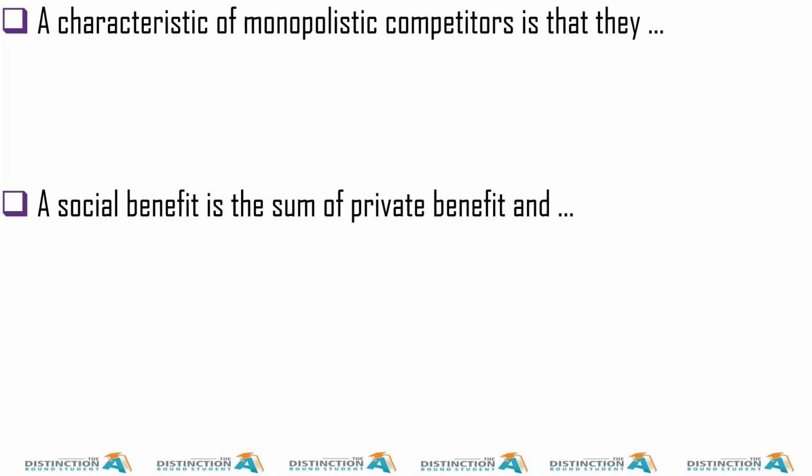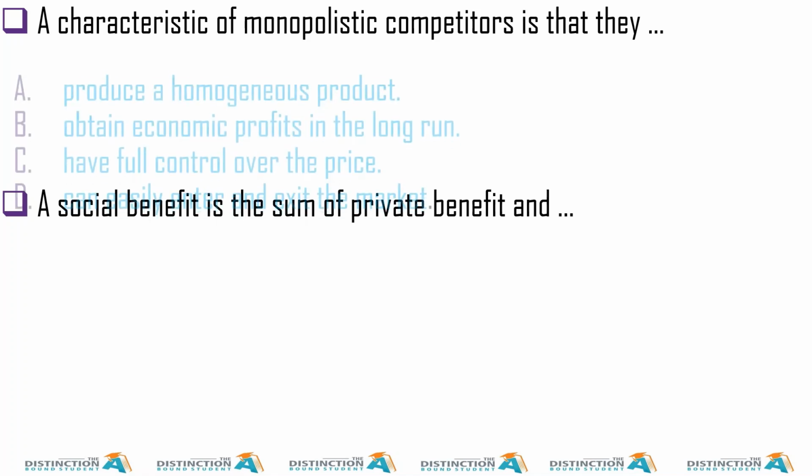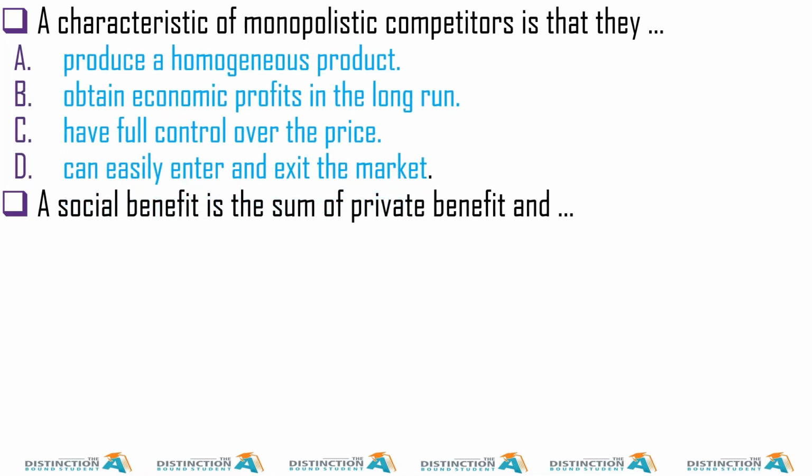So now we move on to the last paper, which is November 2019. So we are left with 8 questions only. Right, the first one is, a characteristic of a monopolistic competitor is that they, so here we have to look at the options. By the way, monopolistic, think about fast food outlets. Right, one of the characteristics of them, do you think they produce a homogeneous product?